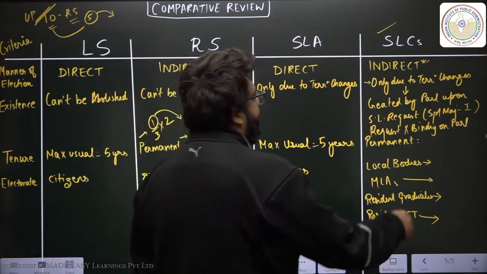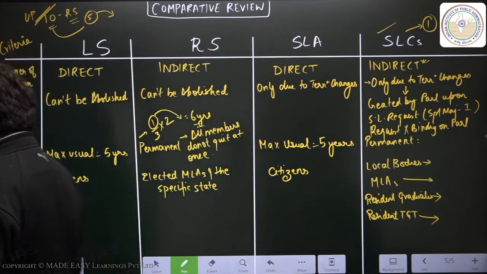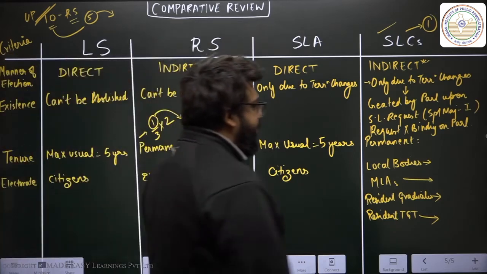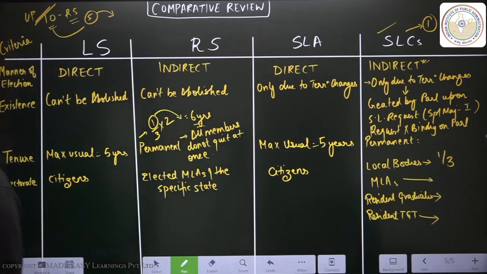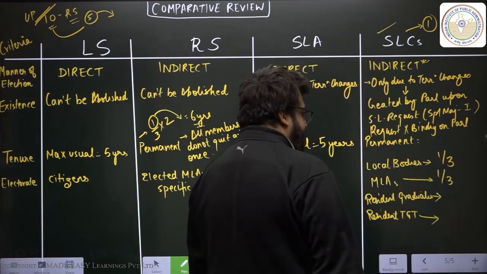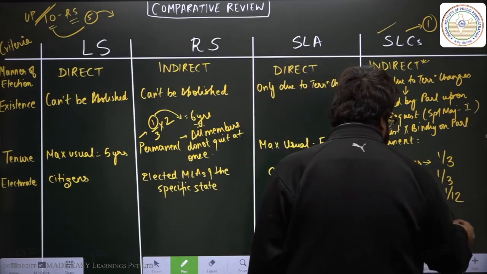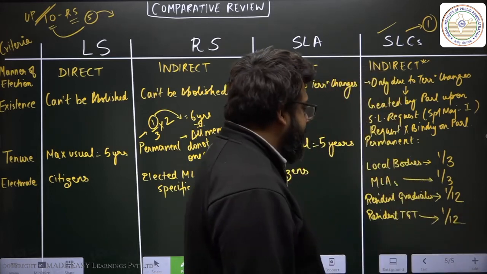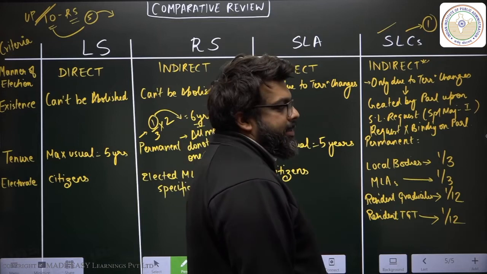Okay. So if the total strength of the state legislative assembly could be denoted with the number 1, then 1/3 of it are chosen by local bodies. Okay. Clear? Then another 1/3 are chosen by MLAs. Then another 1/12 are chosen by resident graduates. And then another 1/12 are chosen by resident TGTs. Now, this is a very interesting concept.